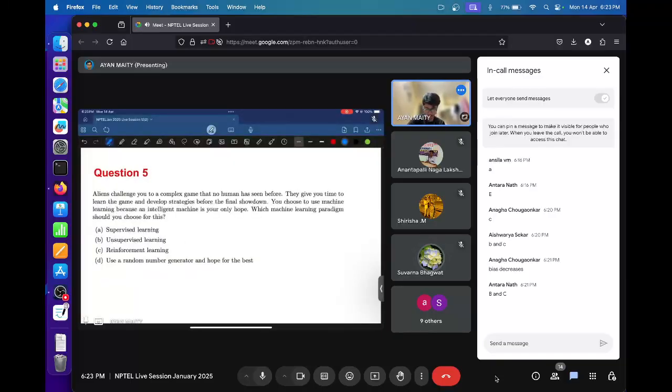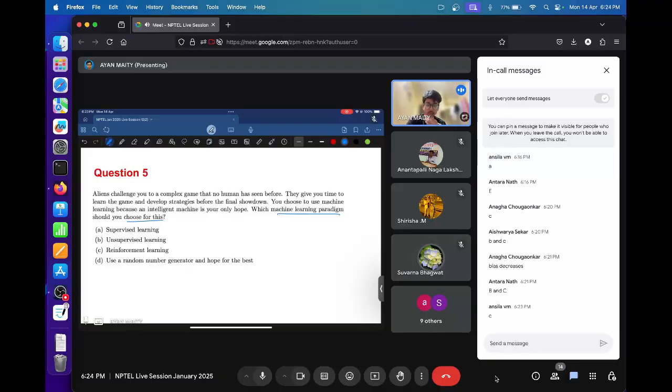Now question 5. Aliens challenge you to a complex game that no human has seen before. They give you time to learn the game and develop strategies before the final showdown. You choose to use machine learning because an intelligent machine is your only hope. Which machine learning paradigm should you choose for this? Supervised learning, unsupervised learning, reinforcement learning, or use a random number generator and hope for the best.